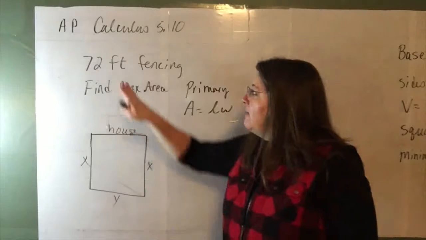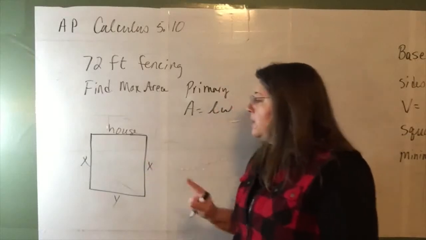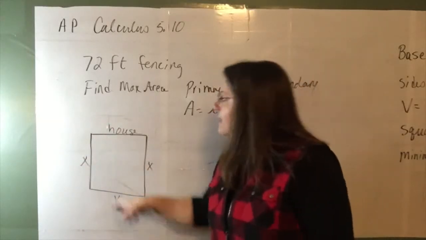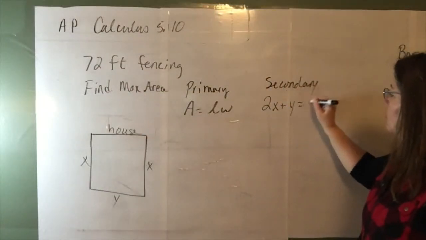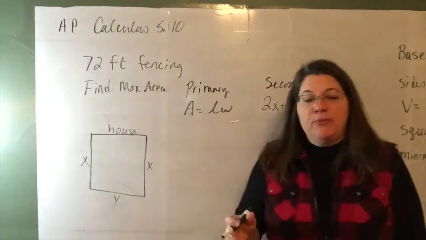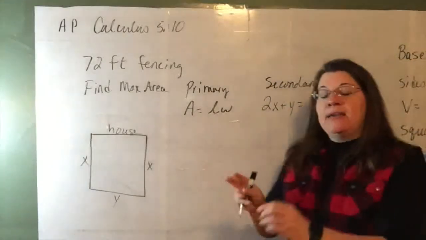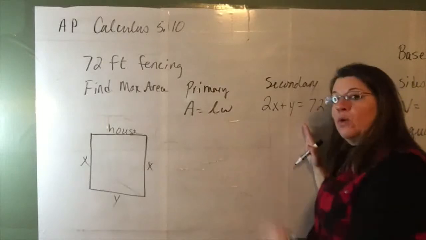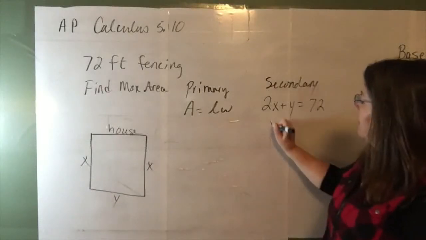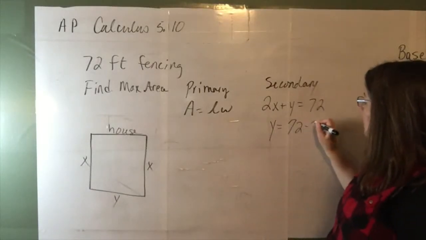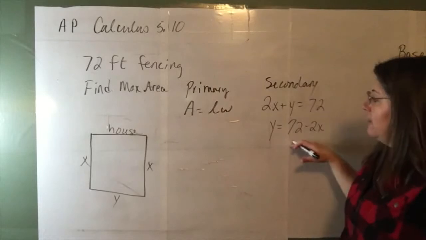Now, if you think about that, we have 72 feet of fencing to do these 3 sides, and 2 of the sides are the same. So wouldn't that mean that 2x plus y is equal to 72? That's my secondary equation. 2x plus y equals 72. Now, in order to do these problems, we're really only allowed to have 1 variable. So what we have to do, using the secondary equation, is get everything in terms of 1 variable. Usually we make that x. So I'm going to get y by itself, and solve that to have y equals 72 minus 2x. So that's what y will equal here.